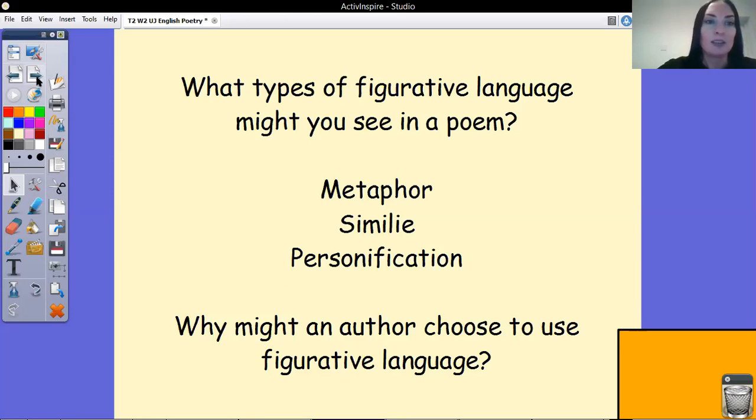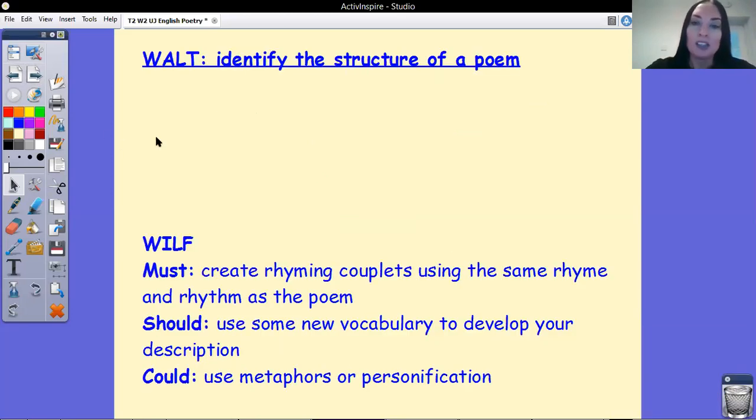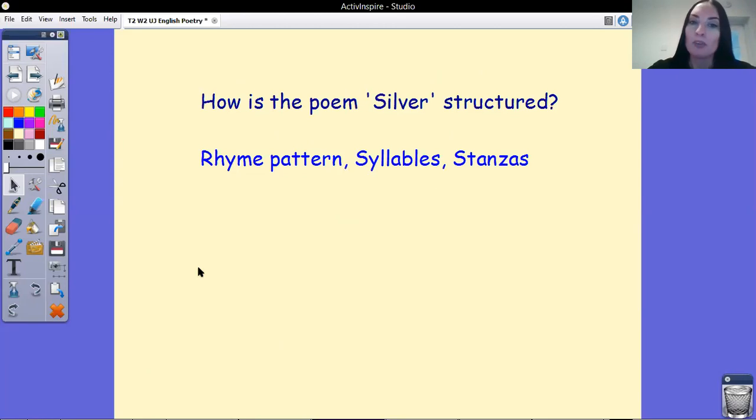So today's lesson, we are learning to identify the structure of a poem. Yesterday we looked at the vocabulary, the actual words used, and today is the structure. If you remember, the structure of a piece of text is basically how it's built and set out. So that's what we're looking at today. In your first activity, I want you to think about how the poem Silver is structured.